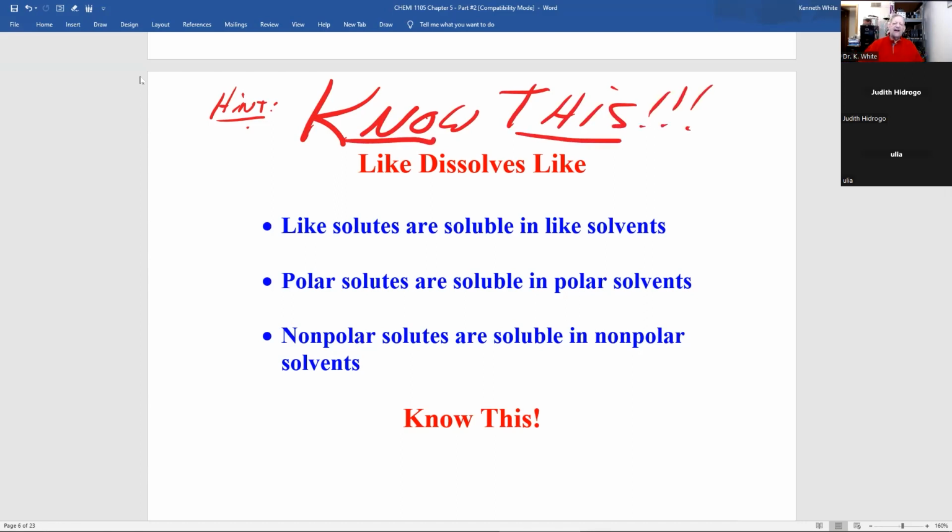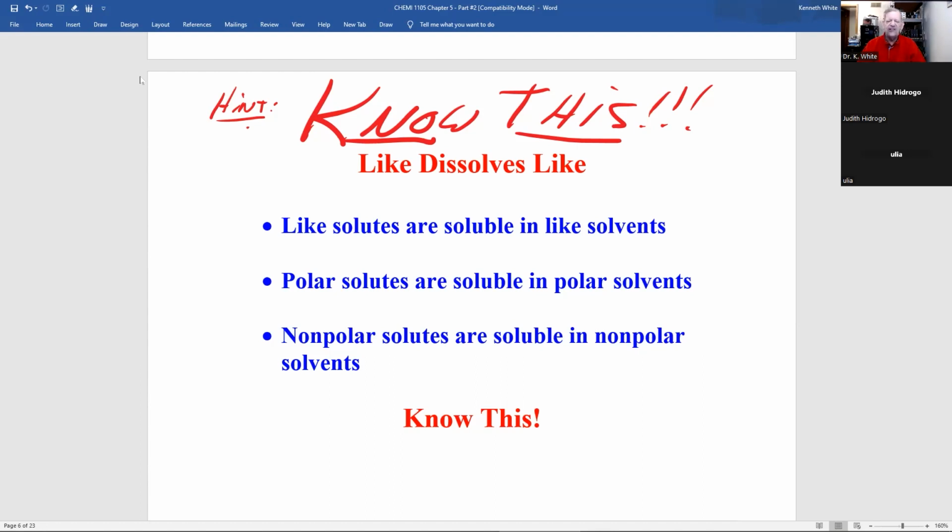All right, I'd like to talk about the concept of like dissolves like. Now, like dissolves like is a rule of thumb. Can you see it's written on that? Oh, wait, it's on this thumb. What it means by a rule of thumb is it's true about 95% of the time, most of the time.